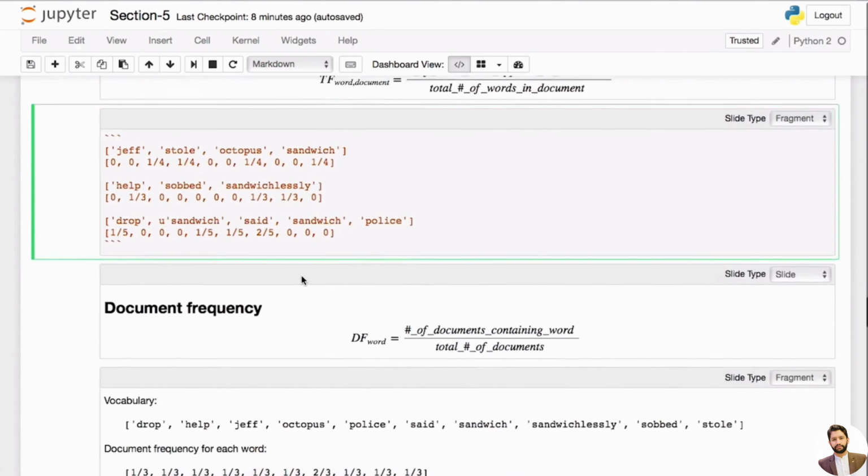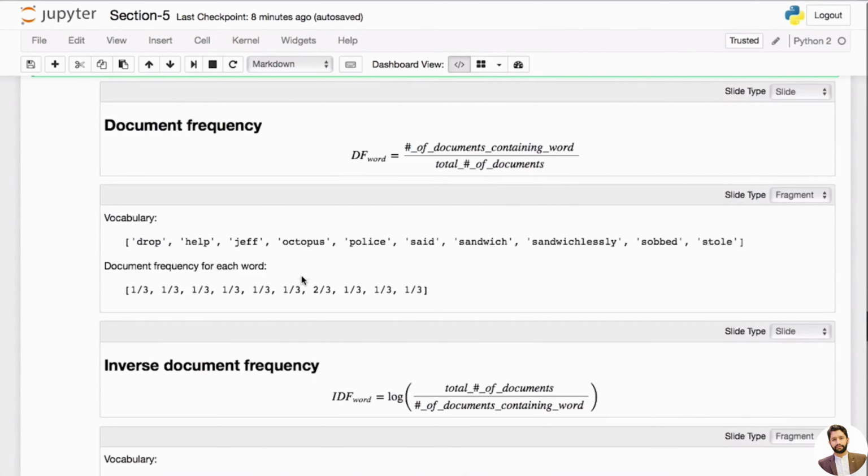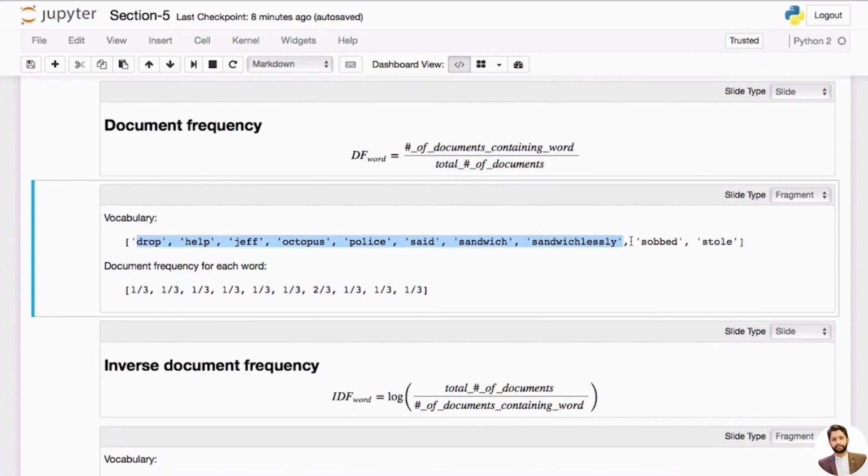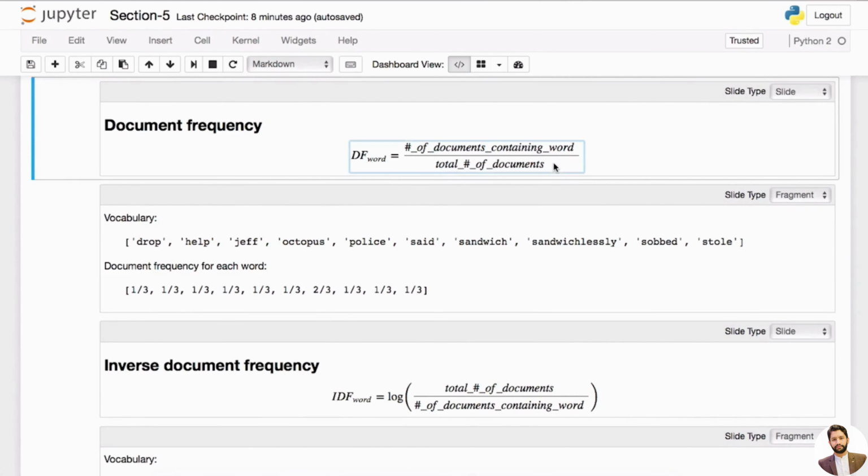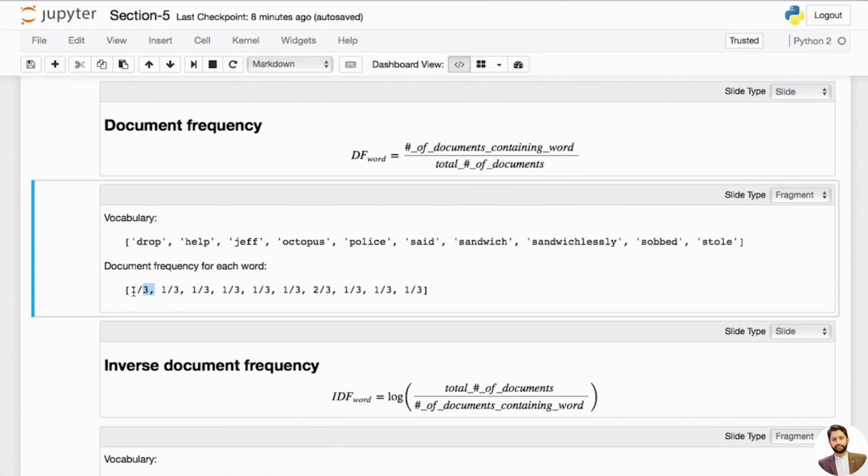Okay, great. And then document frequency is the number of documents containing the word over the total number of documents. We can do the same thing. Obviously, these words all appear once. So the number of documents containing the word over the total number of documents. You have 3 documents, and the number of documents containing drop is 1.